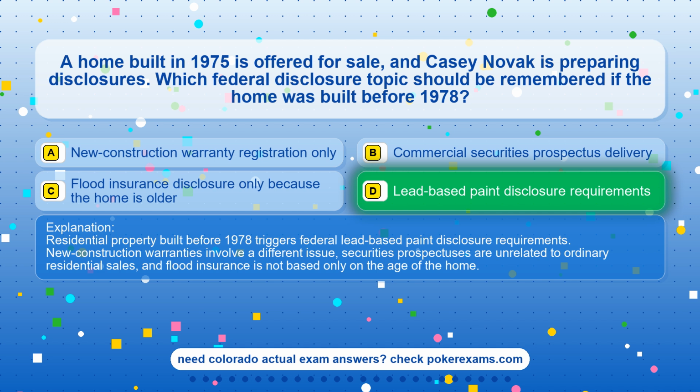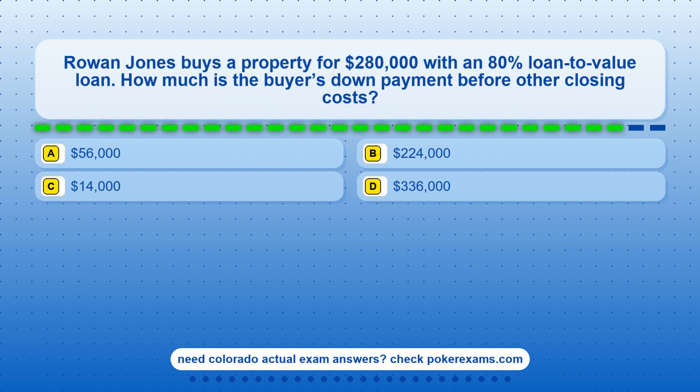home. Question 22. Rowan Jones buys a property for $280,000 with an 80% loan-to-value loan. How much is the buyer's down payment before other closing costs? Option A, $56,000. Option B, $224,000. Option C, $14,000. Option D, $336,000.